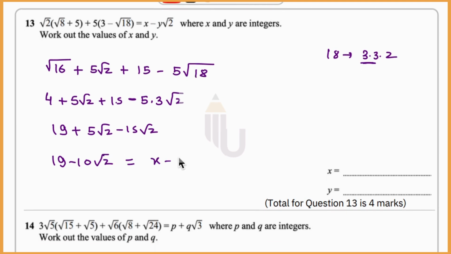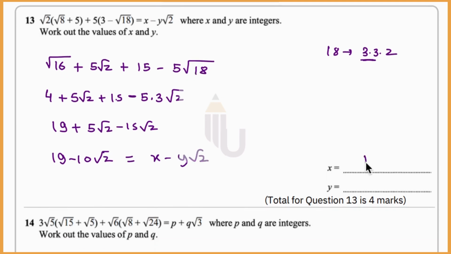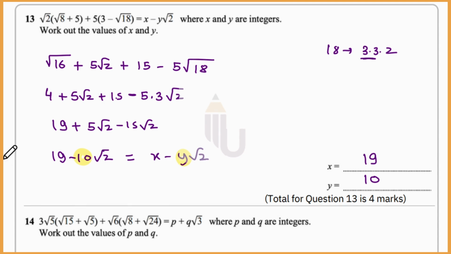If we compare that with x minus y root 2, by comparing, the value of x is 19 and y will be just 10. Remember that the value of y will be just 10 because there is a minus sign on both sides. Okay, so that is a very common place where you can make a mistake. So just be extra cautious. Next question.